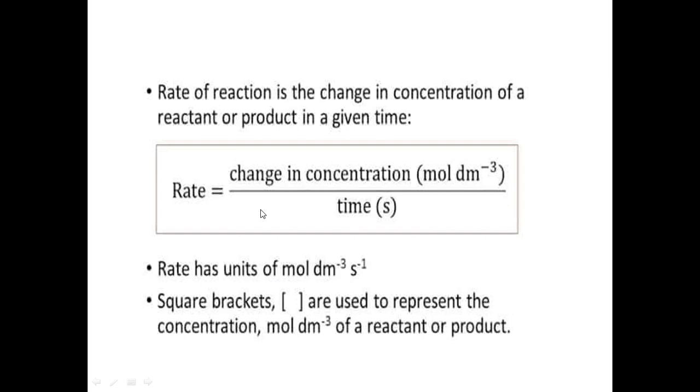Now the square bracket here in kinetics just represents concentration. So this one also has the unit of mole per dm cube because it represents the concentration of a reactant or a product.